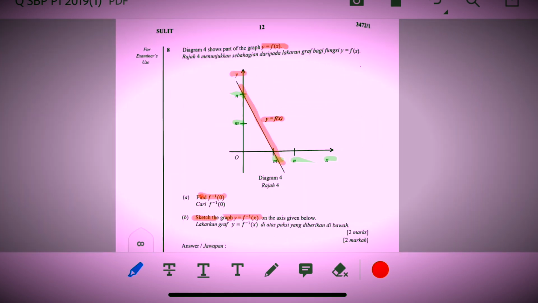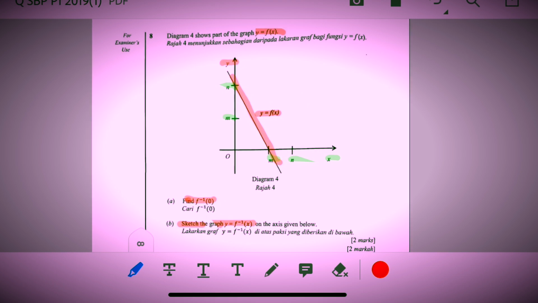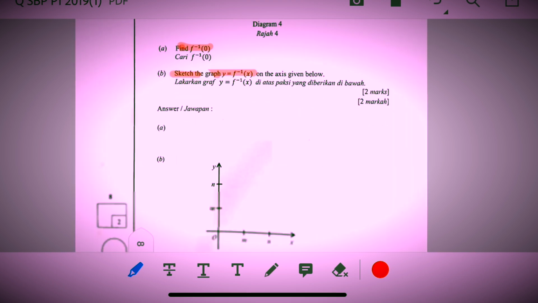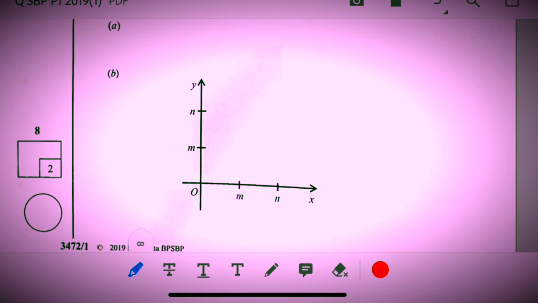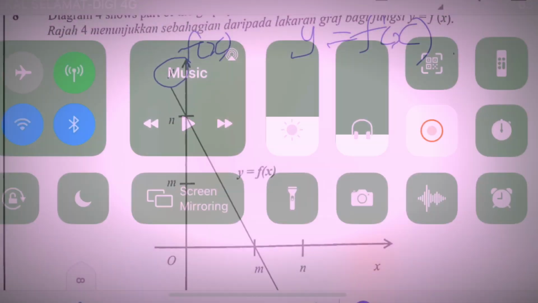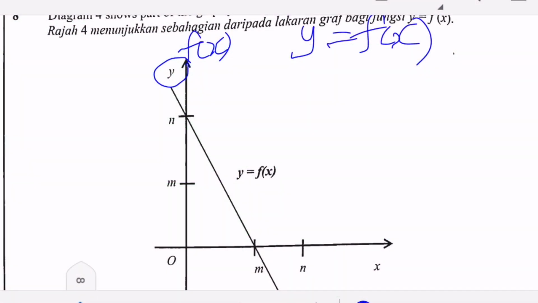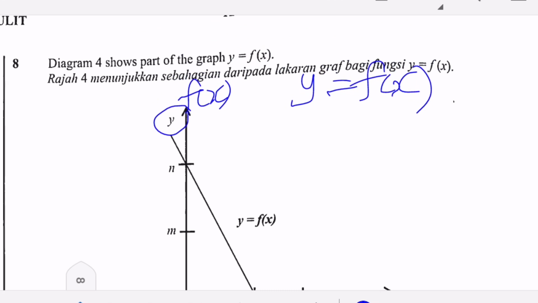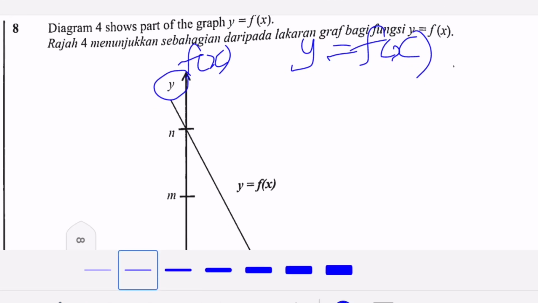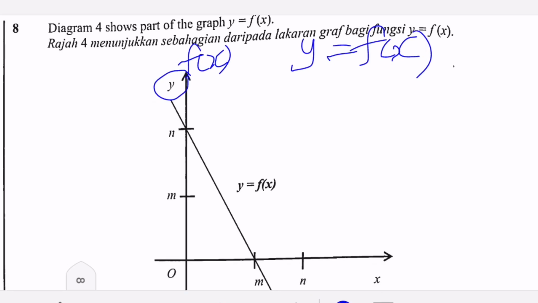Again, for the hot question, they will give you a diagram. Based on the diagram, they will ask you to think about how to solve the question. So let's see the answer space given with the y and the x. And the y for part b should be the inverse function. The first step is, first of all, you must know that y equal to f(x) is referring to the straight line given.